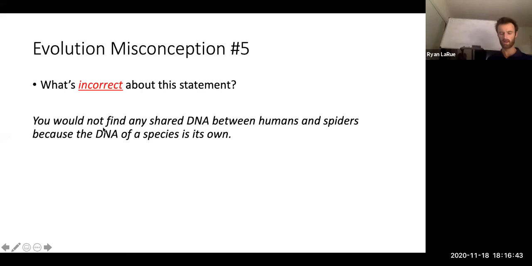What is incorrect about this statement? You would not find any shared DNA between humans and spiders because the DNA of a species is its own.